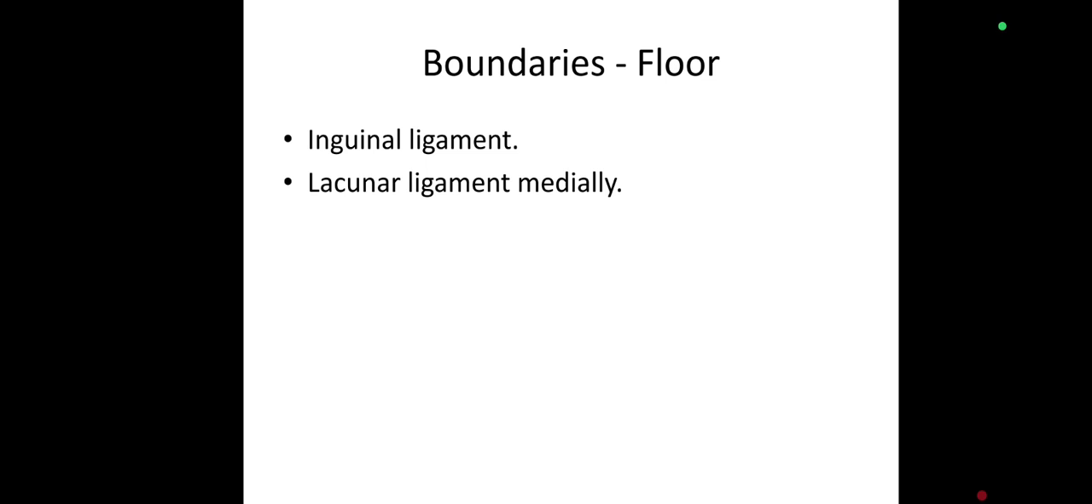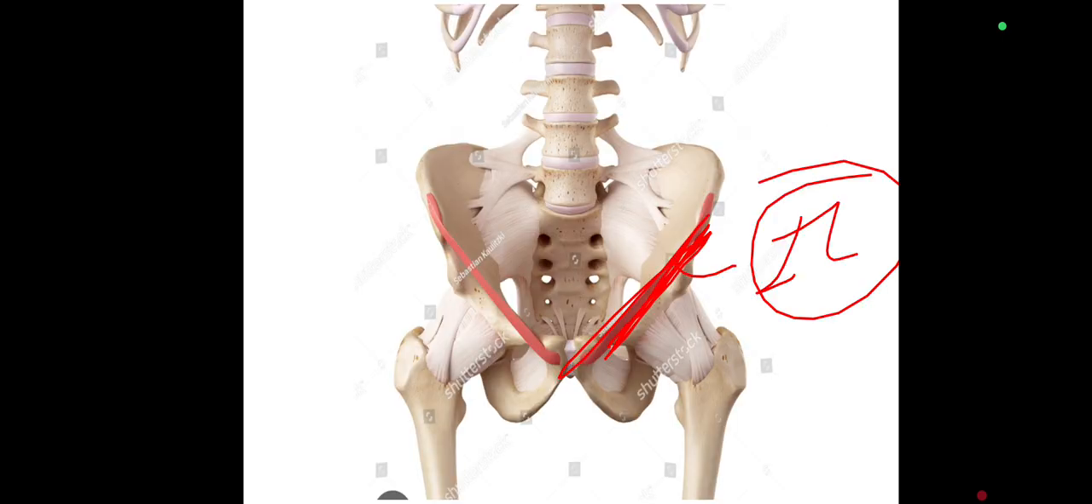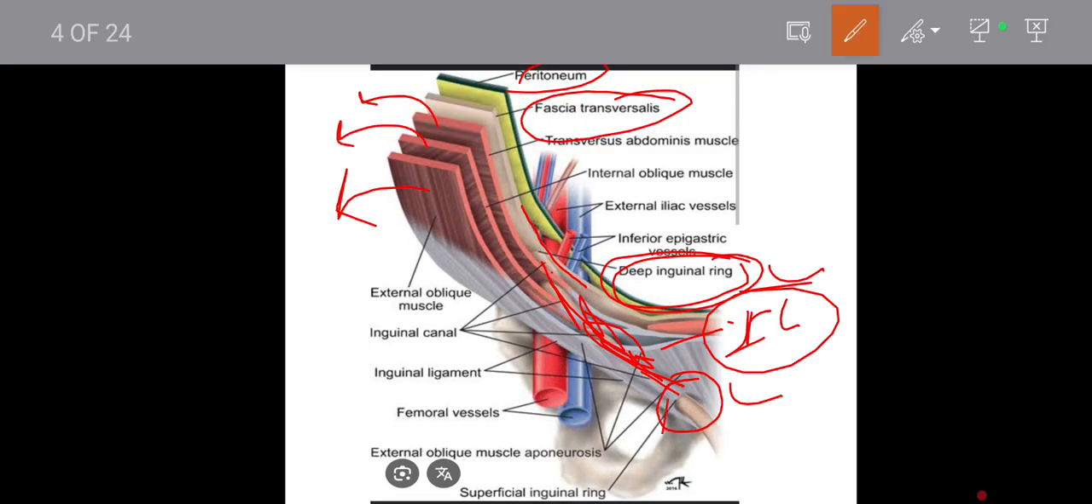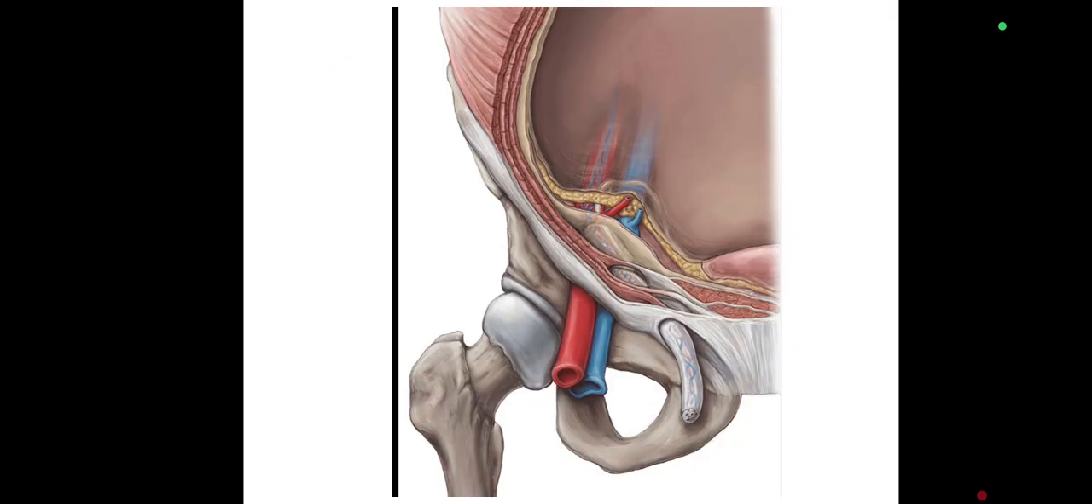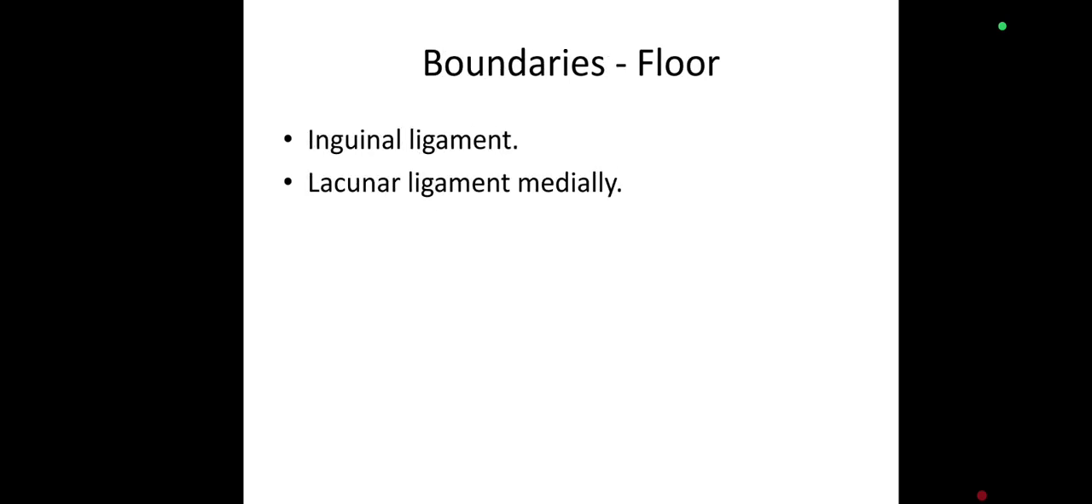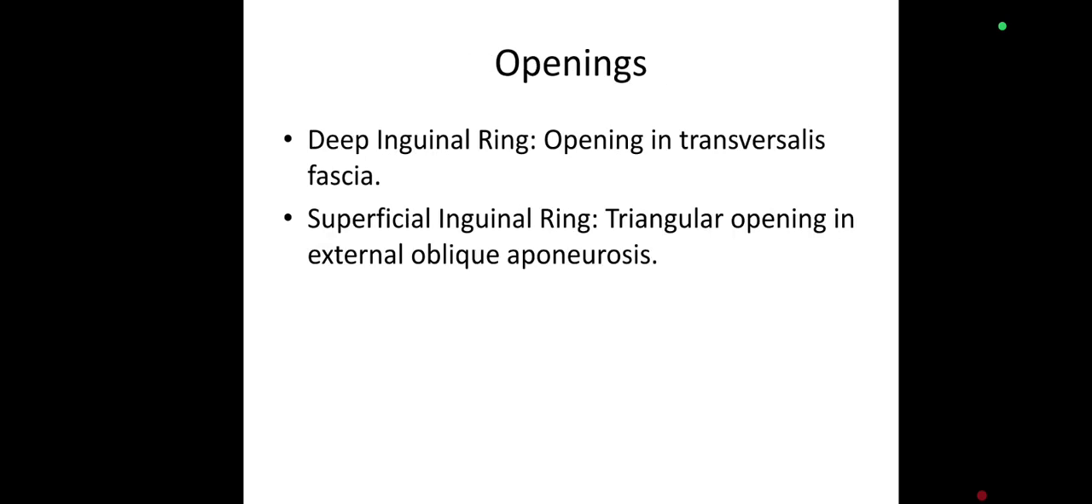So in this, what will we do? Where is the anterior border, where is the posterior border, where is the floor and where is the roof. So this is anterior, this is posterior, this is floor and this is roof. Understand? Then now we will see boundaries completed, opening also completed.